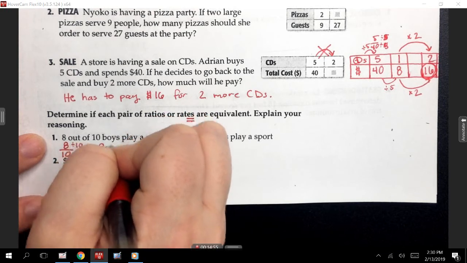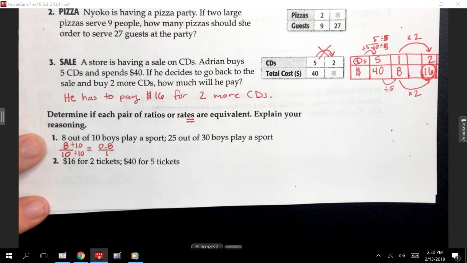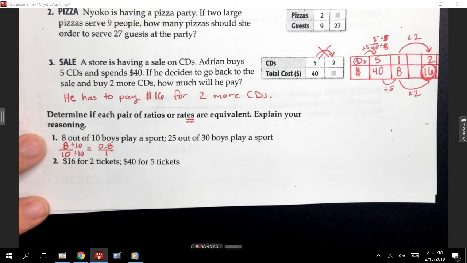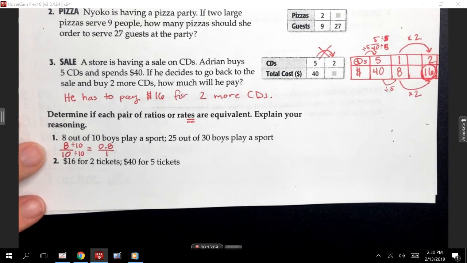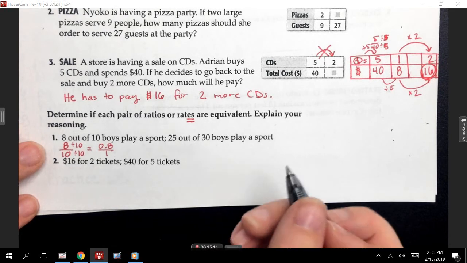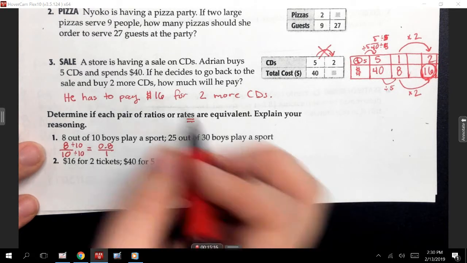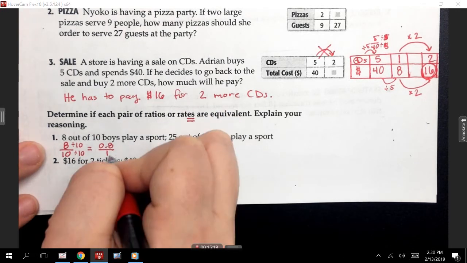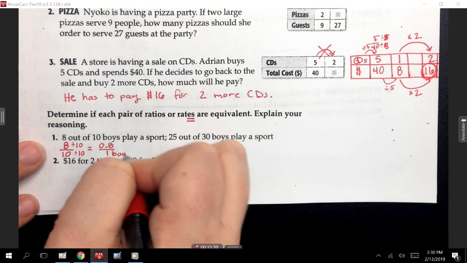Drew? 0.8 over 1. 0.8 over 1. What am I missing? Words. All right, someone help me with my words. What words are going to go in there? Raise your hand, please. Aaron? What words are going to go in there? Evan? On 0.8, it'll be boys that play sports, and then 1 will be boys. All right, so 1 is boys. That's short. I'm going to write that.